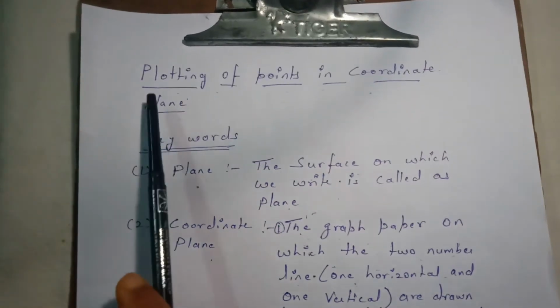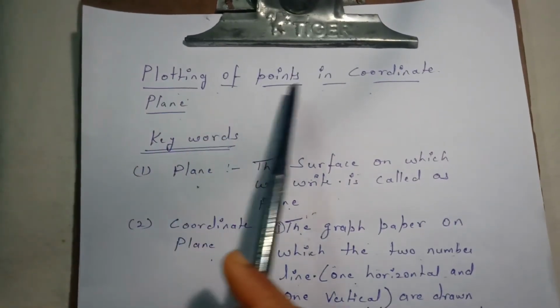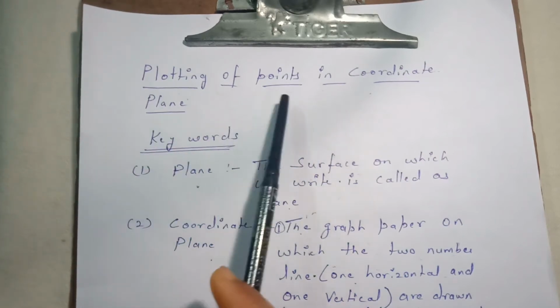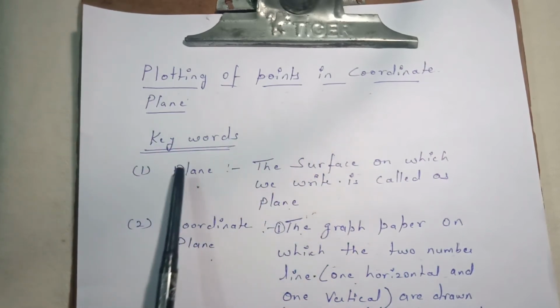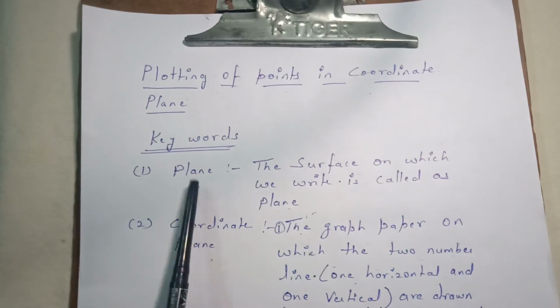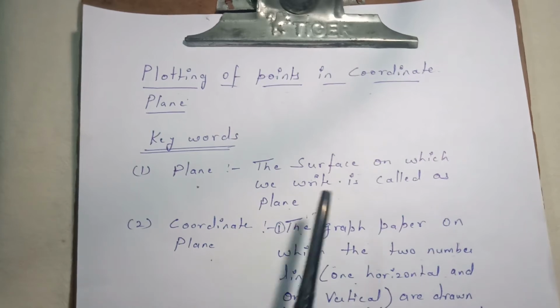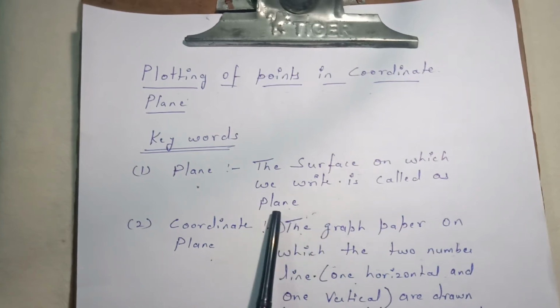Children, today we are going to study plotting of points in the coordinate plane. Before learning how to plot a point, we have to note down some keywords. First, plane. What is a plane? The surface on which we write is called a plane. This is the page on which I have written. So this page will be called a plane.